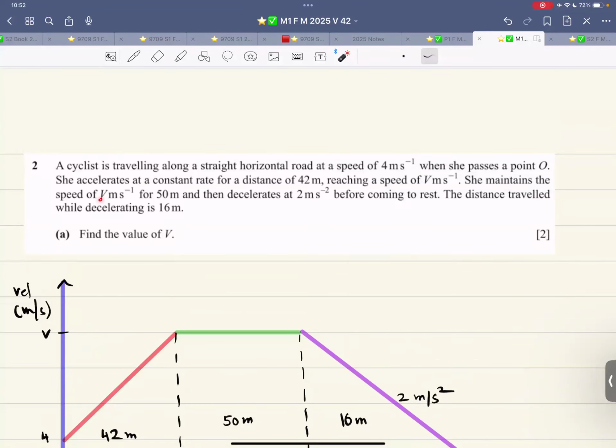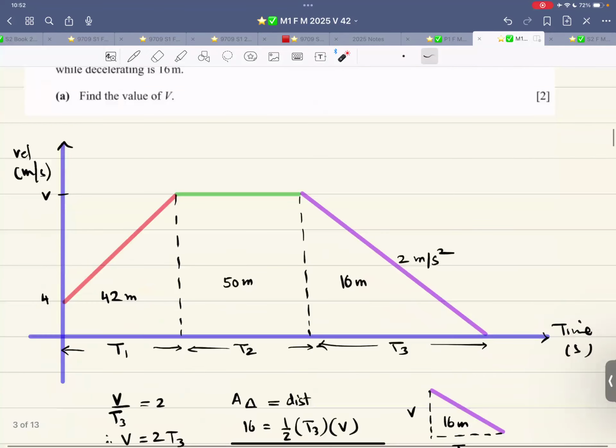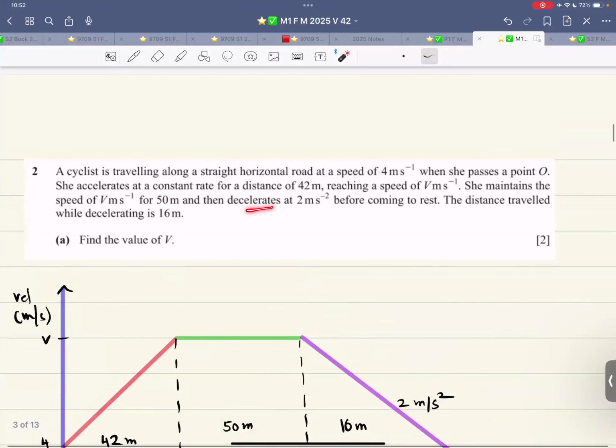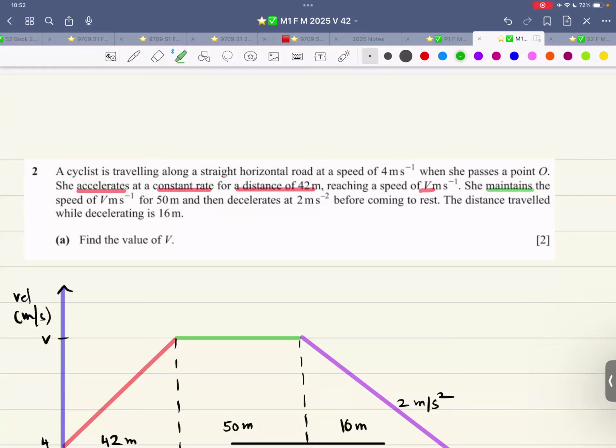She then maintains the speed for 50 meters. So instead of time, they have given us the distance, and then she decelerates at 2 before coming to rest. So there are 3 portions over here. The first portion is red, that is the acceleration, constant rate, the distance is 42, reaching a speed of V. The second one is the green portion, maintaining the speed of V for 50 meters. And the third portion is the purple one, that's decelerating at 2 before coming to rest. The distance traveled while decelerating is 16.